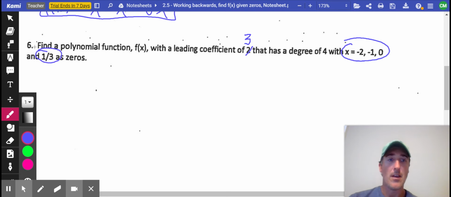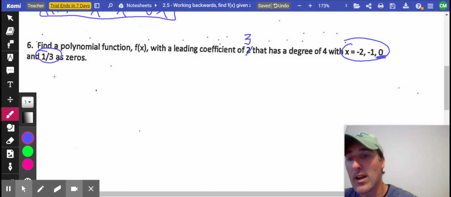All right, this 0, again, that's just x. So let's write out the factors. Let's use the factor theorem.